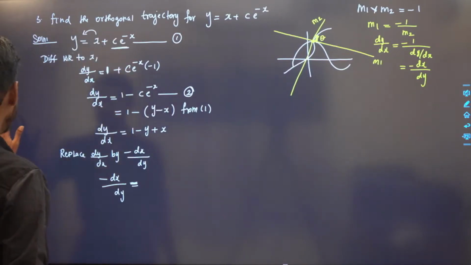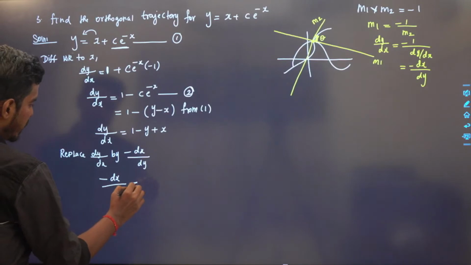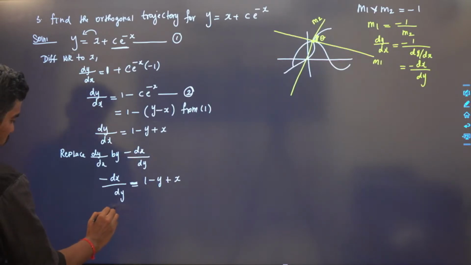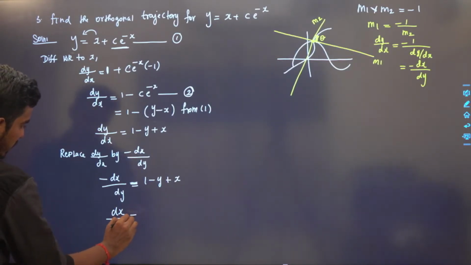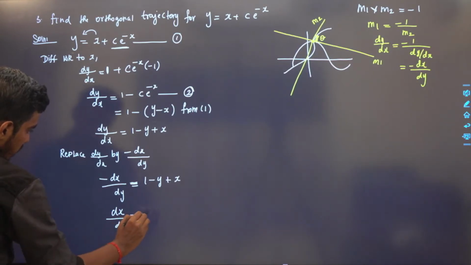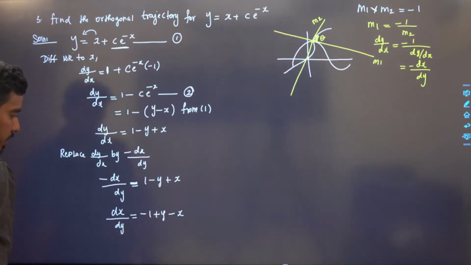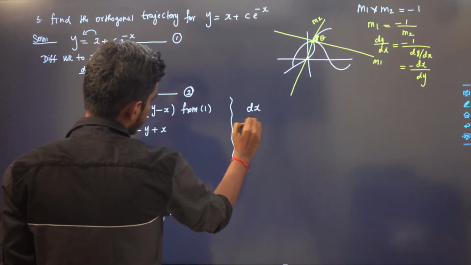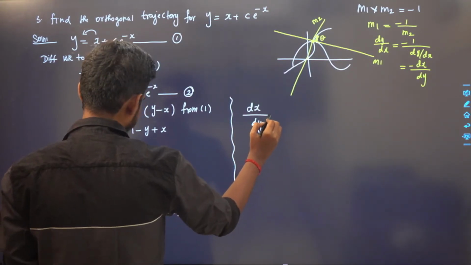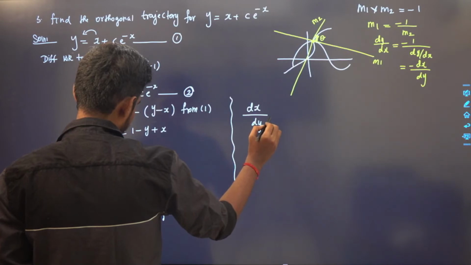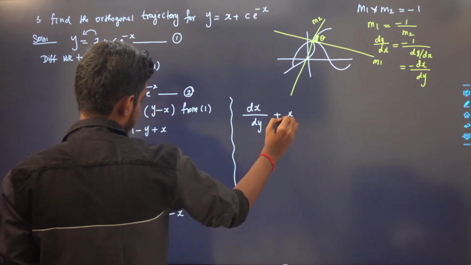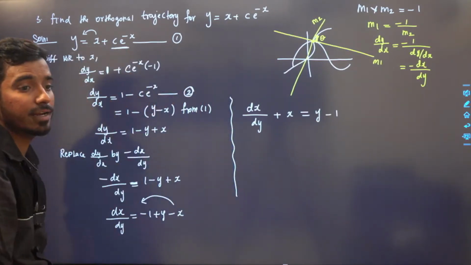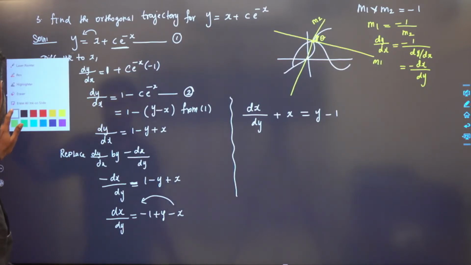Okay, so after replacing dy by dx with minus dx by dy, we will have 1 minus y plus x, right? So if you multiply throughout by minus, we will have dx by dy is equal to minus 1 plus y minus x, right? So we have dx by dy plus x is equal to y minus 1. See, it is a linear differential equation, right? It is a linear differential equation in x.